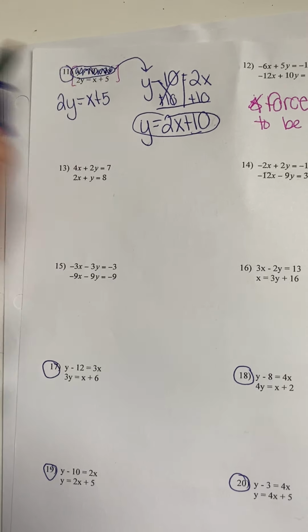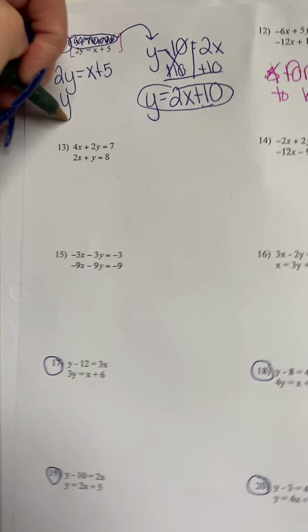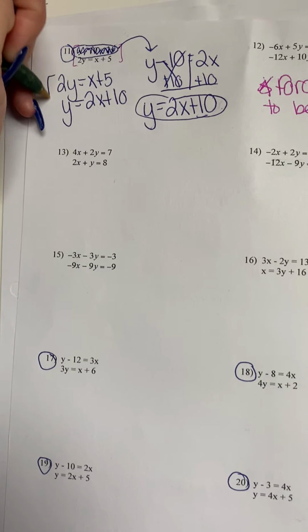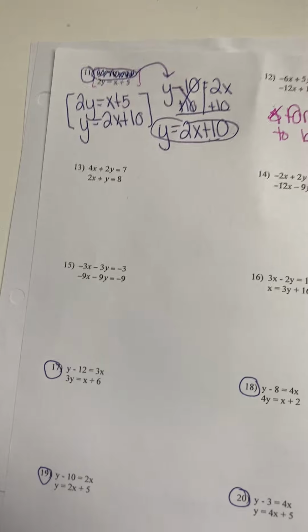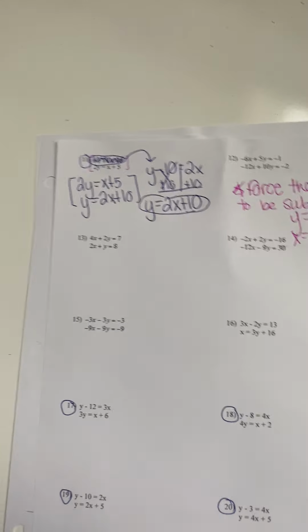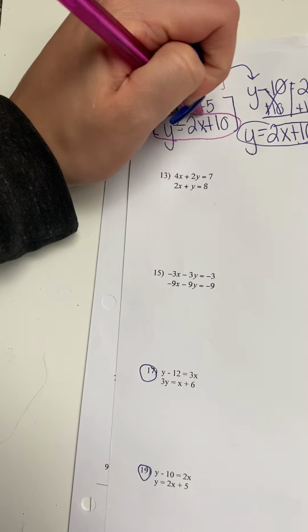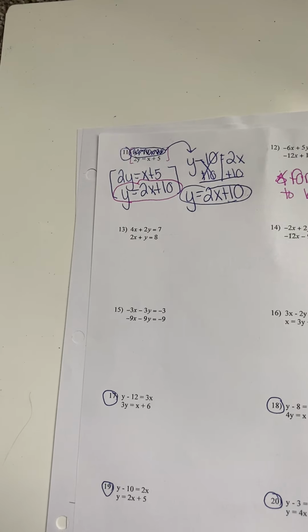That's just me rewriting this bottom equation. And then we're going to have y equals 2x plus 10. Okay, these are my new systems of equations. So I have forced this to look like a substitution problem. All right, now we're going to circle the bottom equation, remember? We always want to circle the one with y equals something or x equals something.